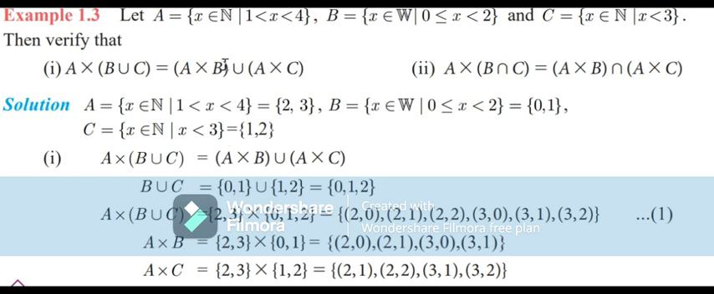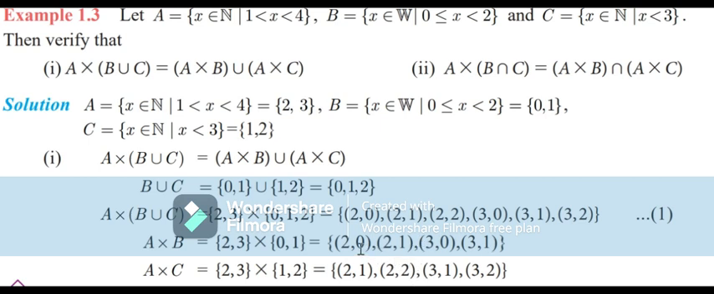Now what we have to do is we have to do the union of these two. Union means all the elements should be included, all the elements should be there for A cross B union A cross C, but if any numbers are repeated, we are going to write them only once. So that is what we are going to do.